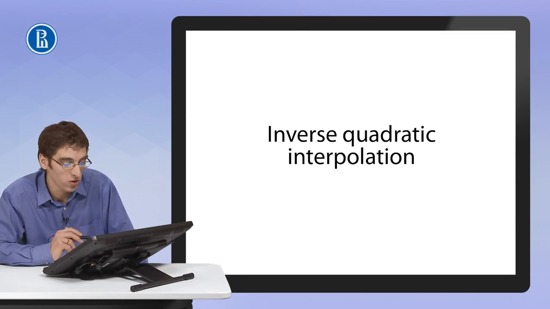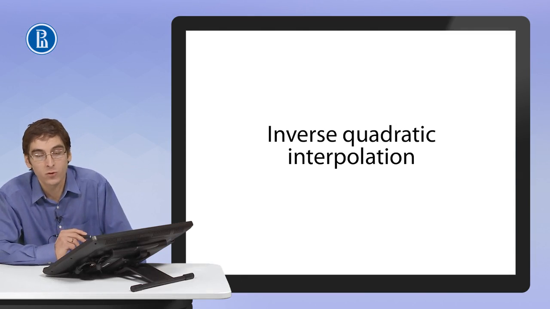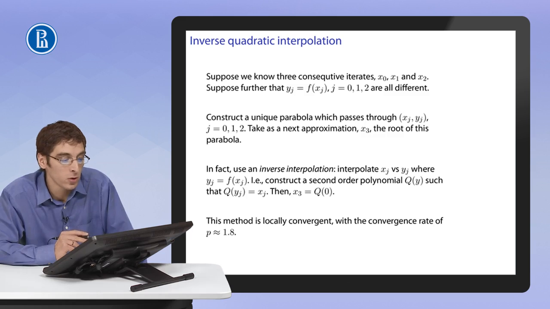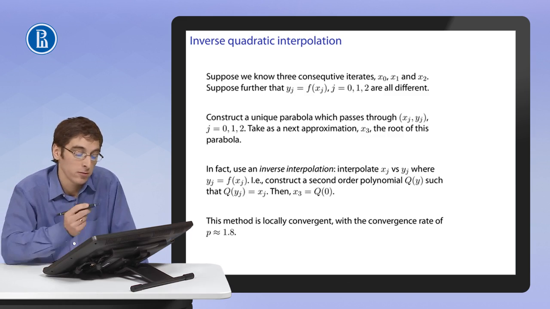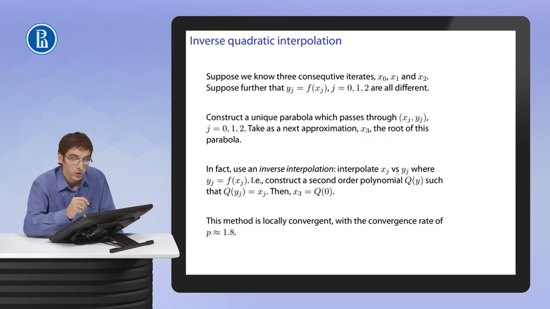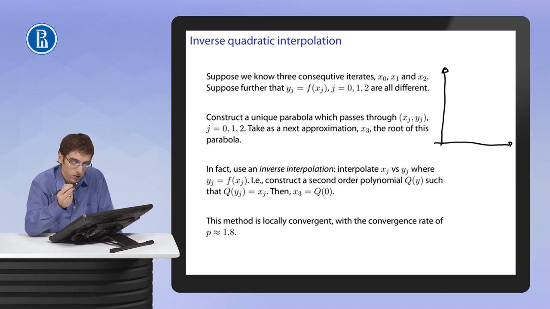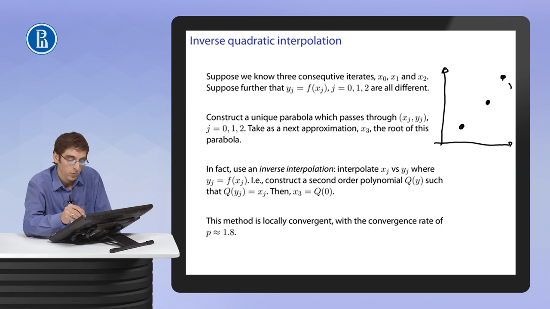But one way which has good convergence properties is known as inverse quadratic interpolation. It has a very clear geometric interpretation. Suppose you have 3 consecutive iterates for your function, x0, x1, and x2. And suppose they're all different.